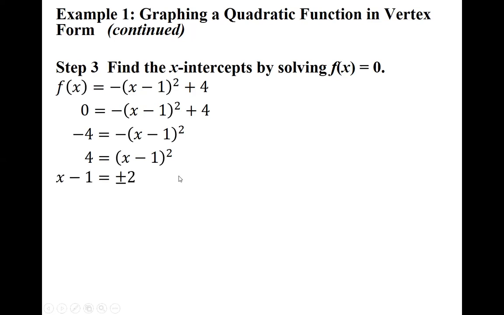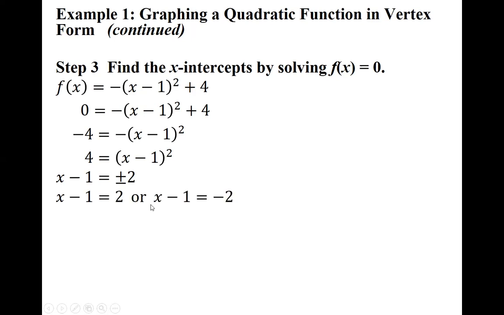But when we do so, be careful. The square root of (x minus 1) squared is x minus 1. The square root of 4, when we take it in solving an equation, is plus or minus the square root of 4. So plus or minus 2 in this case.